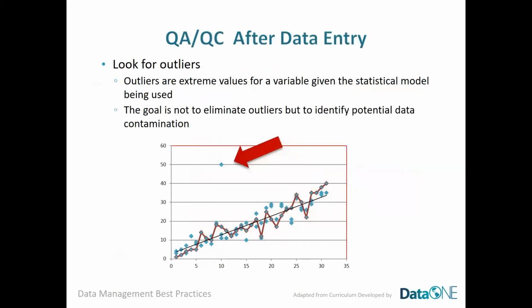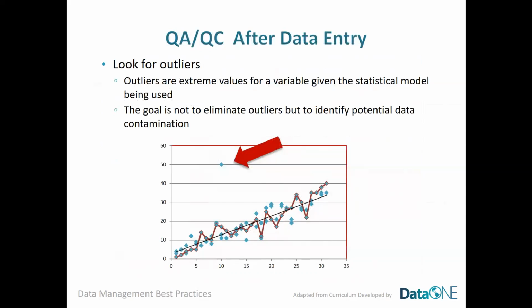Another strategy for quality control after data are entered is to look for outliers. Outliers are extreme values for a variable. Extreme values are those that lie outside of the statistical model being used to create the data. Keep in mind that the goal is not to eliminate outliers, but to identify potential data contamination.